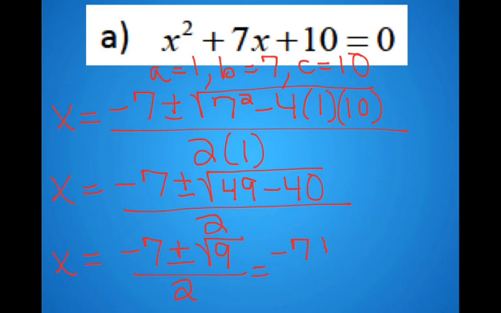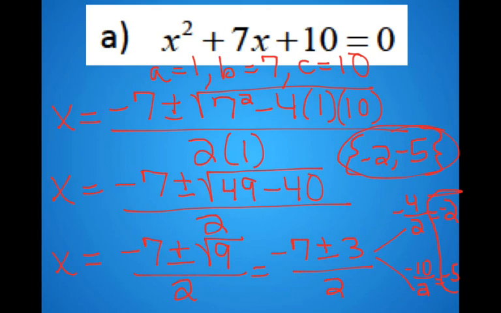Continue, we have negative 7 plus and minus the square root of 9, which is 3. All that's over 2 still. So here's where you can get your two answers out of this. We have negative 7 plus 3, which is negative 4 divided by 2, and that's negative 2. Then we have negative 7 minus 3, which is negative 10 divided by 2, which is negative 5. So two good answers there, negative 2 and negative 5, and you can write it if you like in set notation like that.